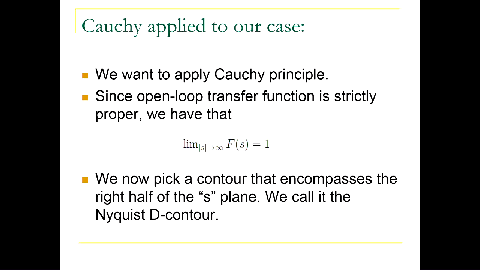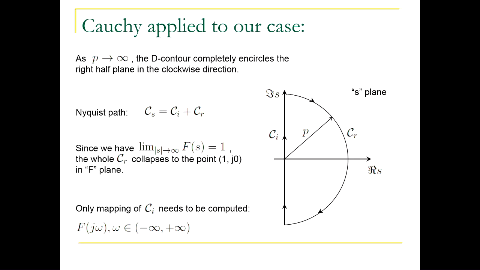So now we pick a contour that encompasses the right half of the S-plane. We call it the Nyquist D contour. I already presented that in the lecture yesterday. We said we will pick the contour which looks like the letter D, but the radius here is infinite. So this contour completely encompasses everything in the right half plane. We can decompose this contour into CI, which is the imaginary axis, and CR, which is this semicircle of radius infinity.